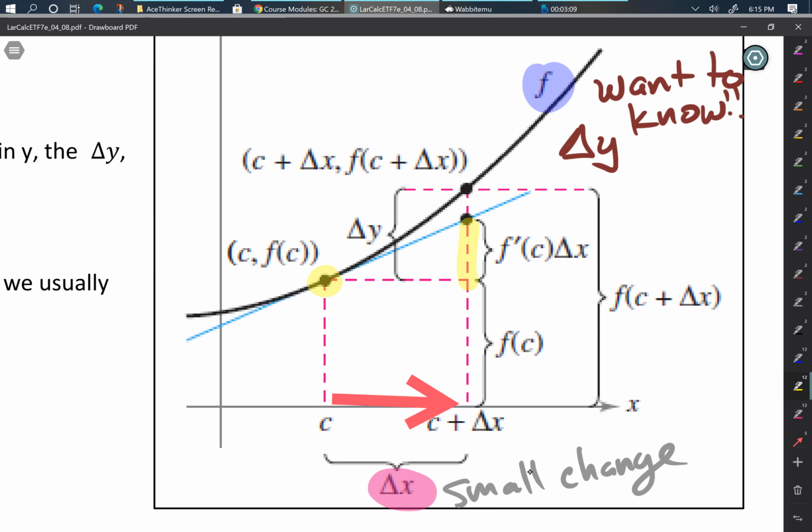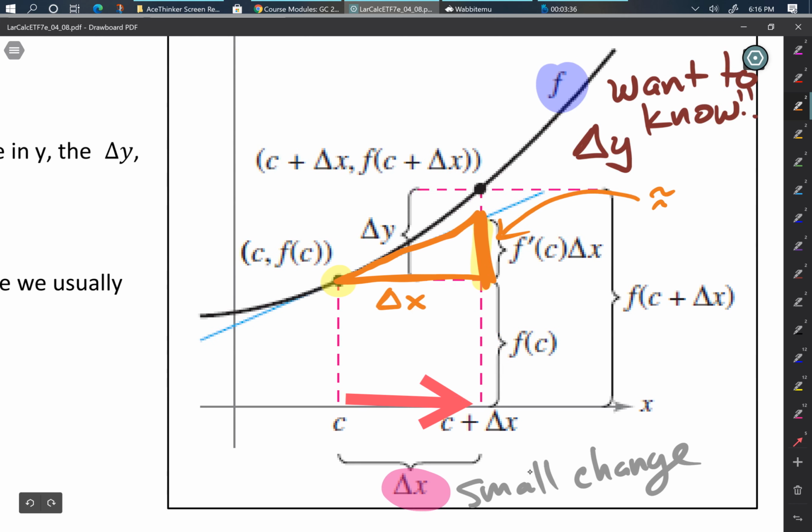Right? And I want you to look a little bit deeper into here, and I want you to see if you can see a triangle here. A right triangle here, where the horizontal is delta x, okay? And then the vertical here, we're going to call that approximately delta y. That's the approximation we want to get. And so how are we going to find that?